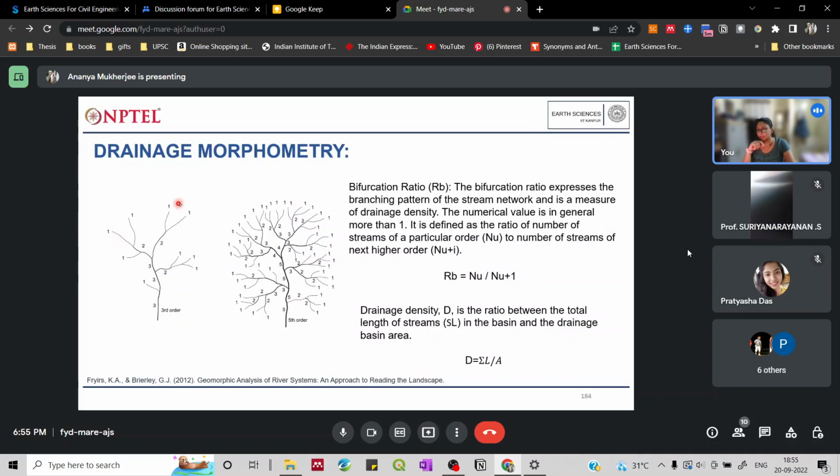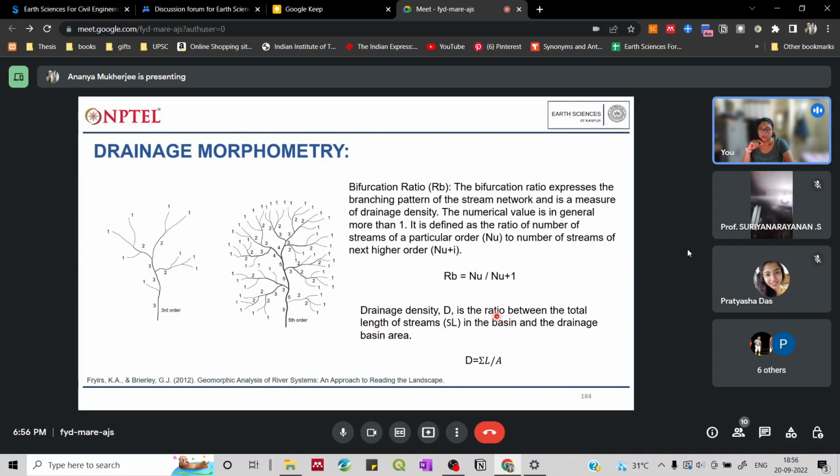So suppose you're given this drainage pattern, and you are asked to tell the bifurcation ratio between the first order streams and second order streams. Then we have to take the particular order. Suppose we have to understand the bifurcation ratio of the first order streams. You will take the number of streams of first order and divide by the total number of streams of the second order. This would give you the bifurcation ratio between the first order streams and the second order streams.